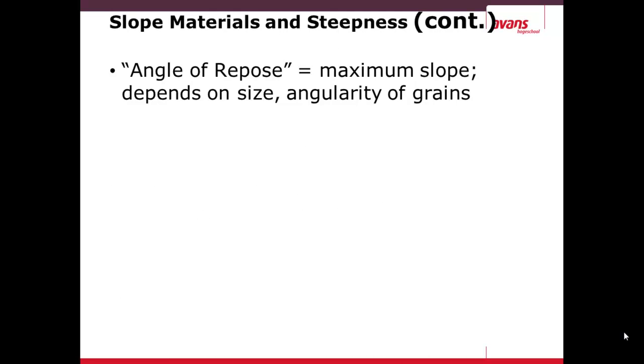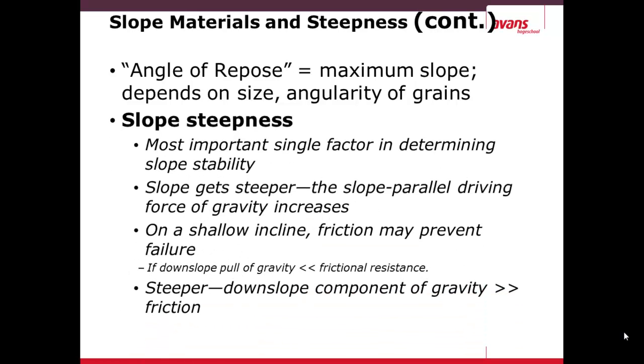The angle of repose, or the maximum slope, depends on the size and angularity of the grains. Slope steepness is the most important single factor in determining slope stability. As the slope gets steeper, the slope-parallel driving force of gravity increases, so the GS increases. On a shallow incline, so a not steep incline, friction may prevent failure, if, of course, the downslope pull of gravity is much less than the frictional resistance. If it's steeper, the downslope component of gravity is much larger than the friction, which would keep it in place.